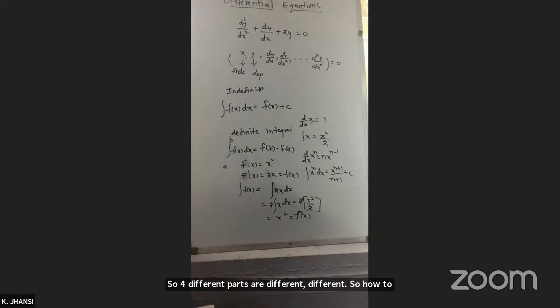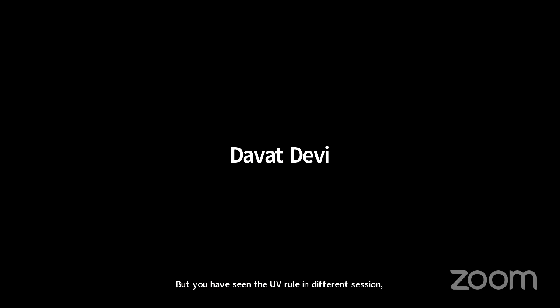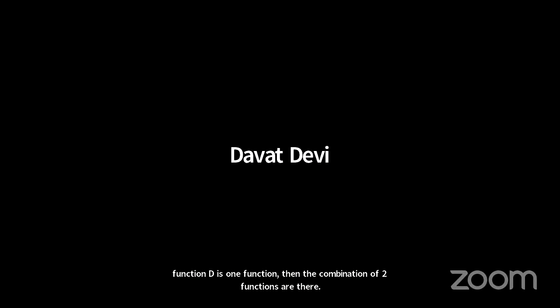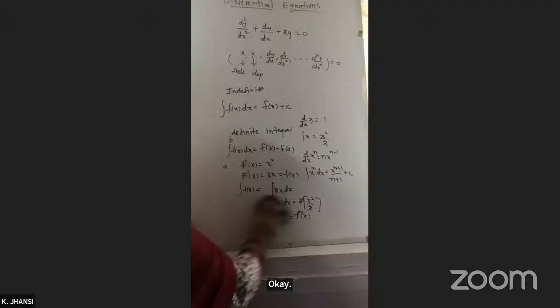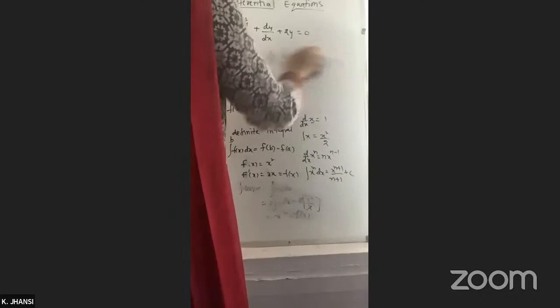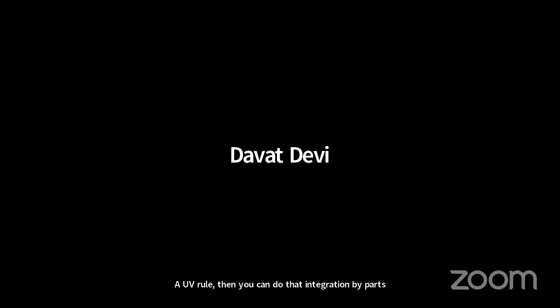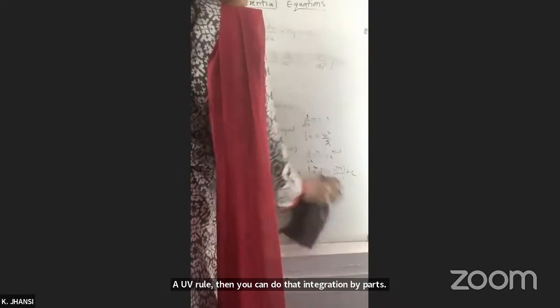And the last topic is integration by parts. Integration by parts is nothing but the UV rule you have seen in differentiation, where f is one function and g is another function. When a combination of two functions is there, how do you solve it? Using something like the UV rule, you can do integration by parts. So these are almost all the topics in block one.